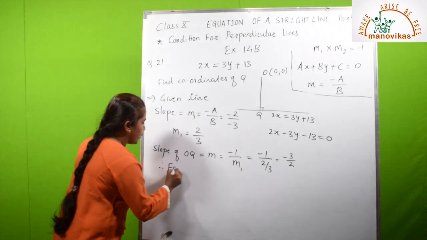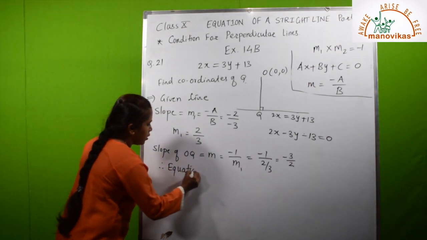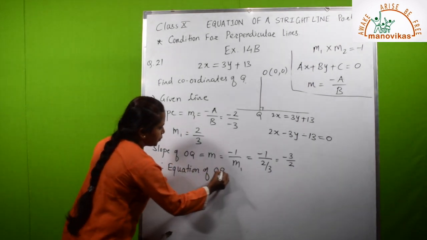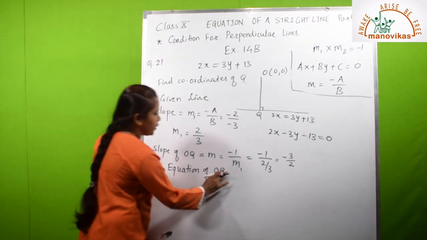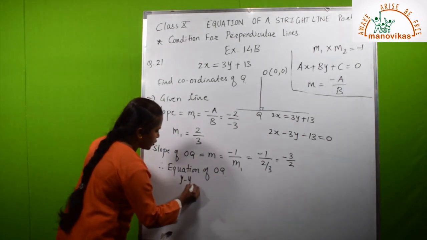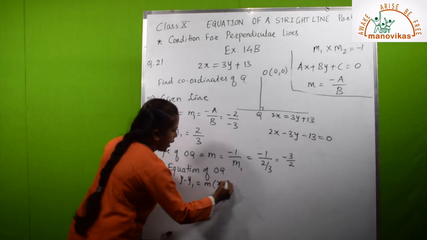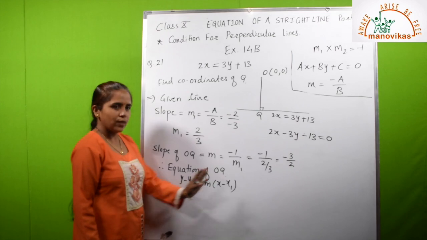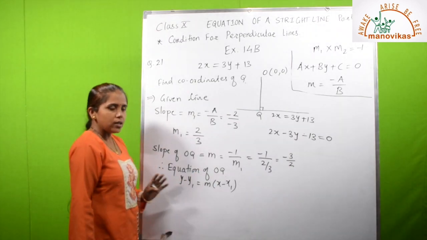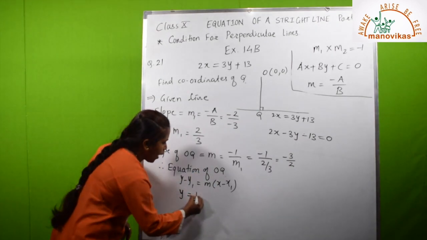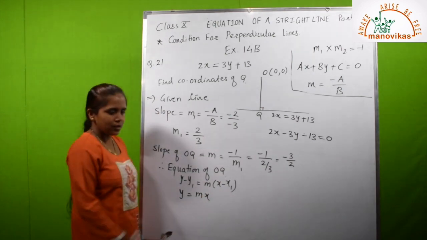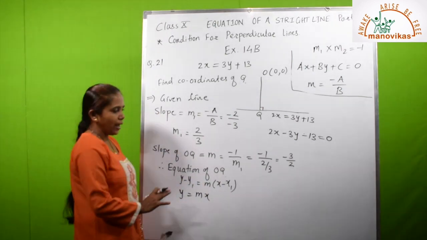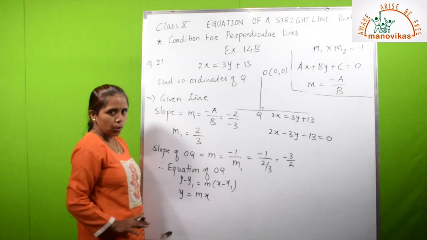Therefore, equation of OQ, what will be the equation? Again, y minus y1 is equal to m into x minus x1. Here the line passes through the origin, so x1, y1 value is 0. Directly this equation you can write as y is equal to mx. This is the shortcut for this line when it passes through the origin.